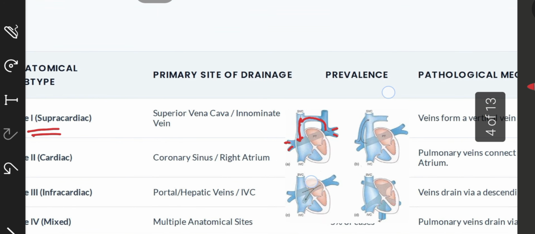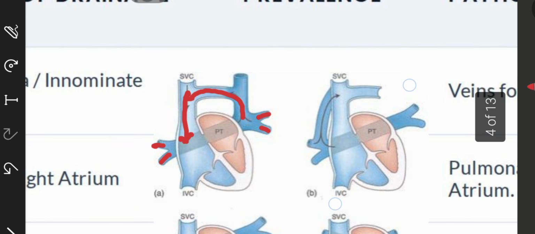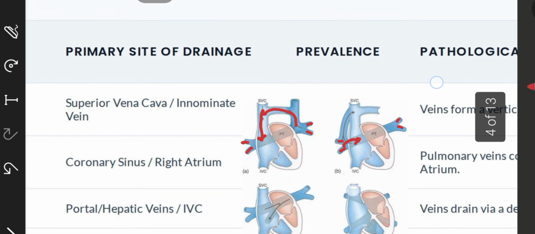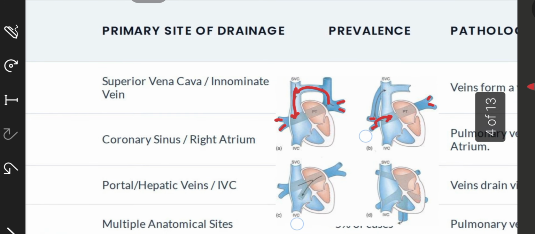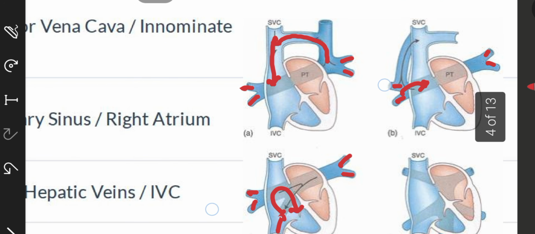So this is supracardiac TAPVC. Now the second one is cardiac TAPVC. What do we mean by cardiac TAPVC? This is type 2. In cardiac TAPVC, all the four veins, 1, 2, 3 and 4, get attached and drain directly into the heart, the right atrium. This is called cardiac TAPVC. Now the third is infracardiac TAPVC. What do we mean by infracardiac TAPVC? The four veins connect to each other and drain directly into the IVC, and from there they drain into the right atrium. This is called infracardiac TAPVC.